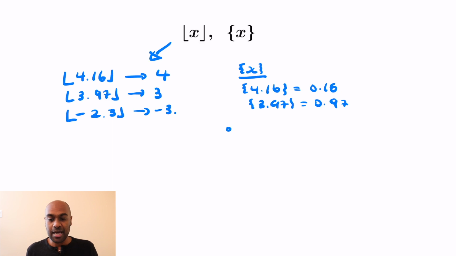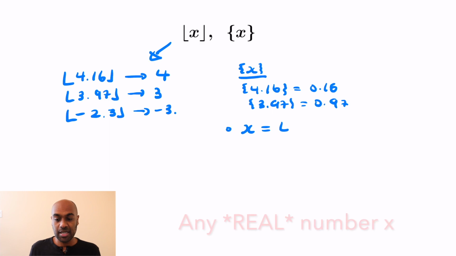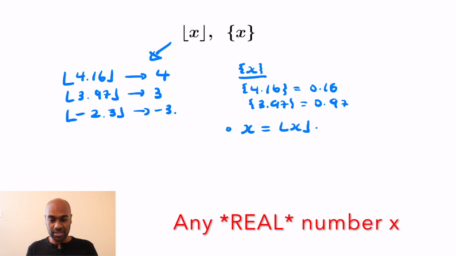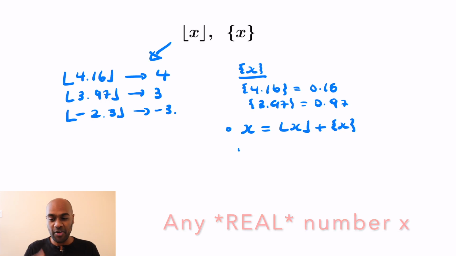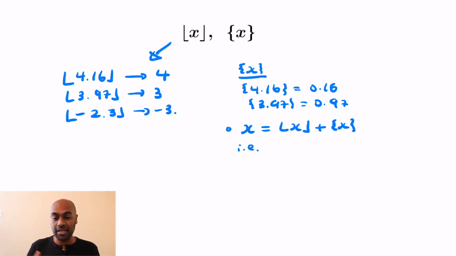Okay, a main observation relating these two that's going to be important to us for this video is that if you look at any number x, the floor of it, the greatest integer less than or equal to it, plus the fractional part gives you x back. So you take the floor and add the fractional part, you get x back. Or in other words, you can write the fractional part in terms of the floor. It's x minus the floor of x.